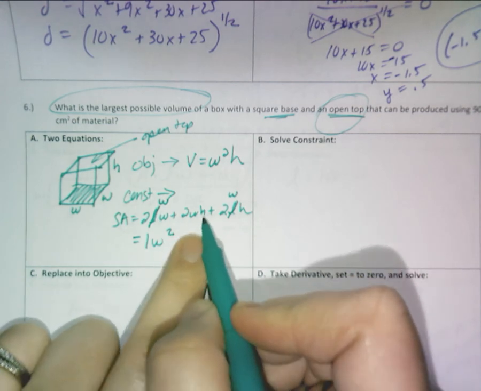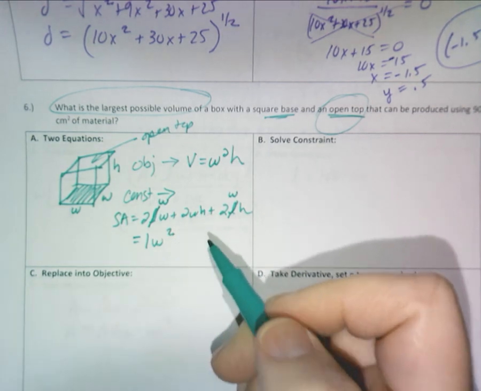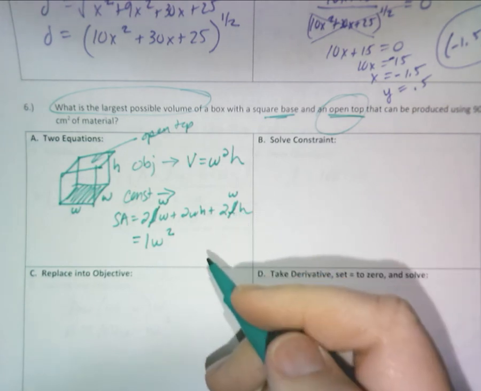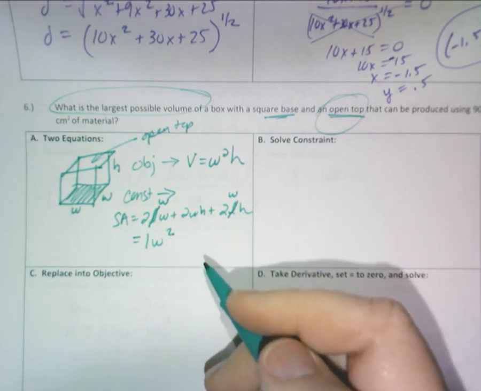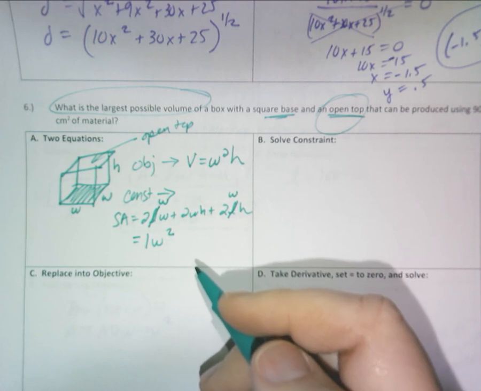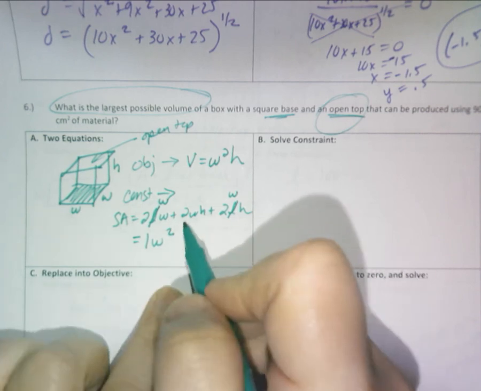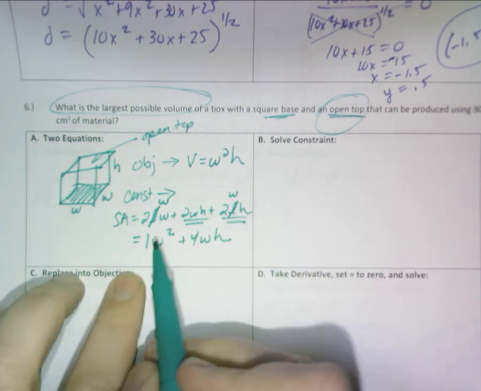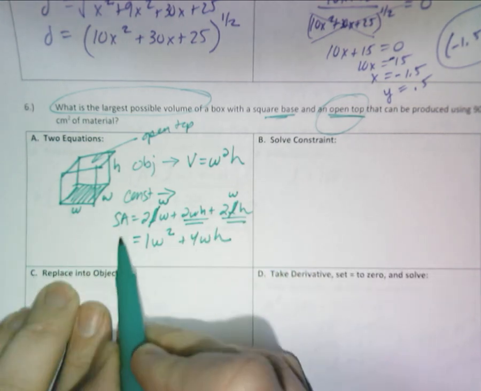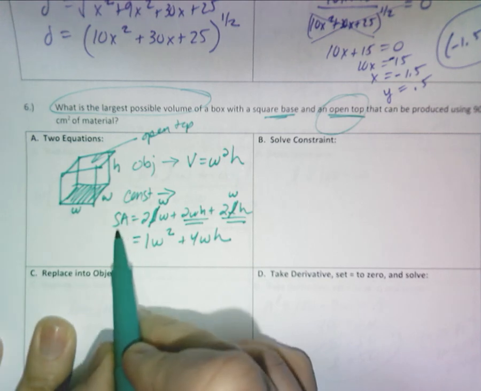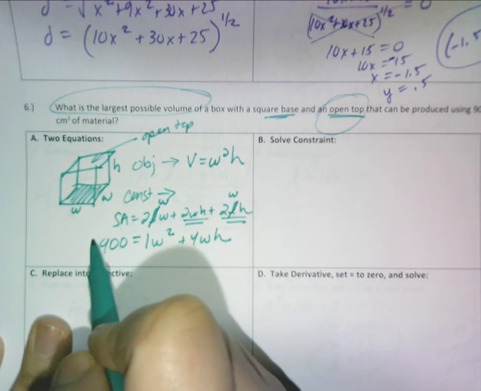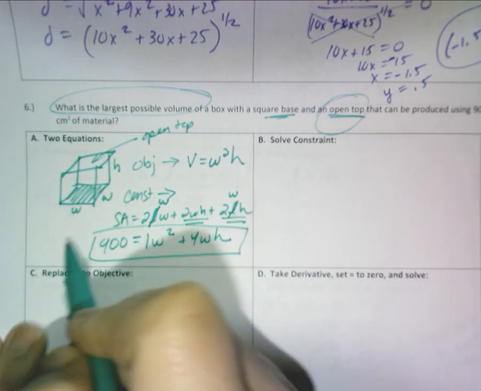This would stay WH. That would be the side of the box times the other side of the box. And this would stay WH. That would be the back of the box times the front of the box. Are you all with me? Front, back, right, left, bottom, but I don't have a top. So what do these make together? 4W. Okay. And what were we told is the actual surface area? Because we were actually given a number. What was it? 900. This is your constraint, kids.